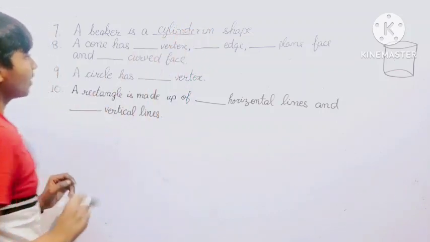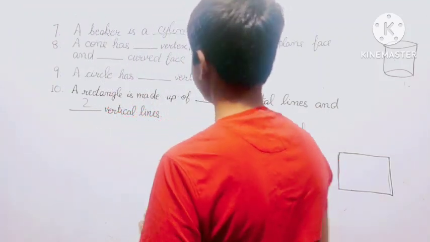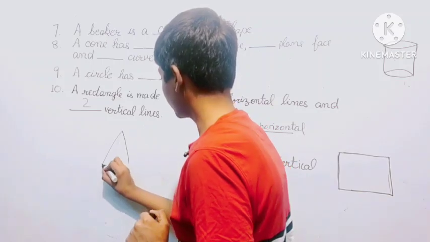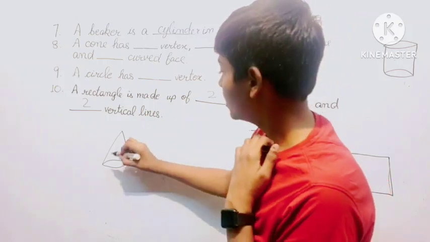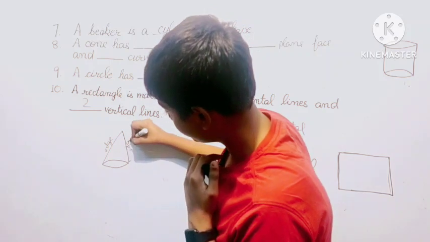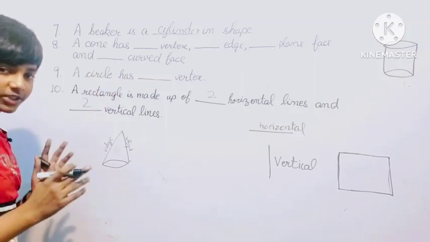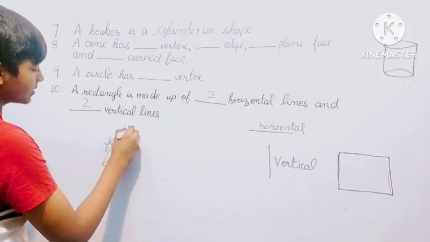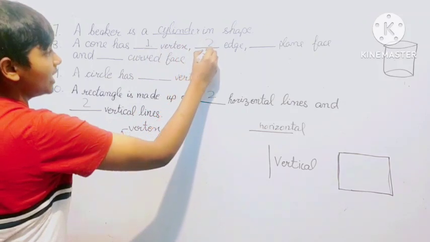For this question, a cone has dash vertex, dash edge and dash plane surface and dash curved surface. So let's draw a cone first. This is a cone, and we learned that an edge is a straight line or any line. So this is an edge and this is an edge as well. These two are edges, and a vertex is a point of intersection of edges, and there is one point of intersection of these two edges. That means this is a vertex. So there is one vertex and two edges.